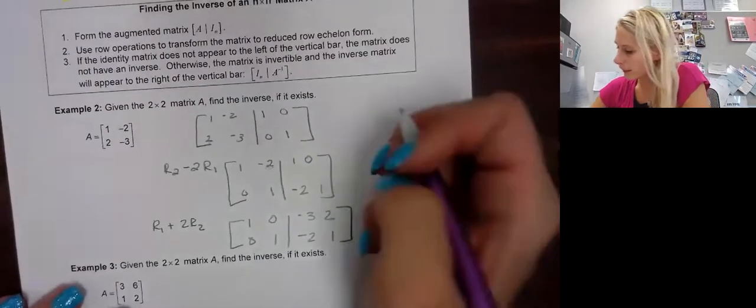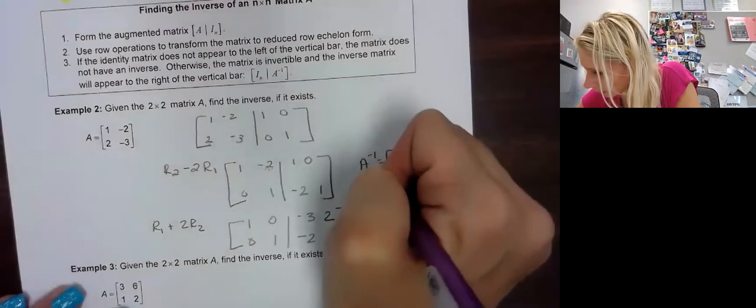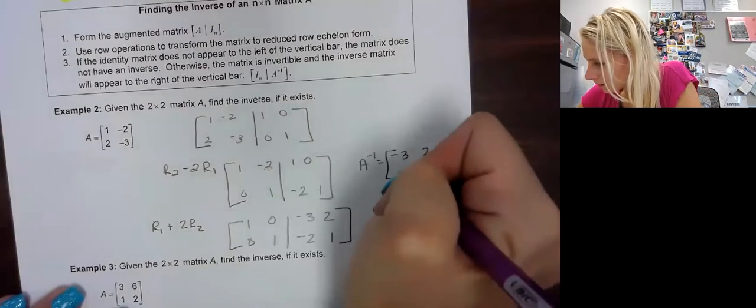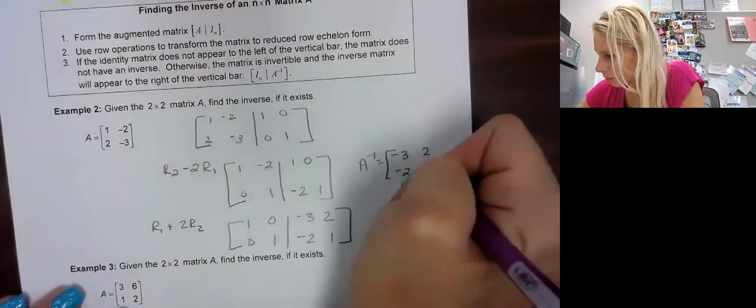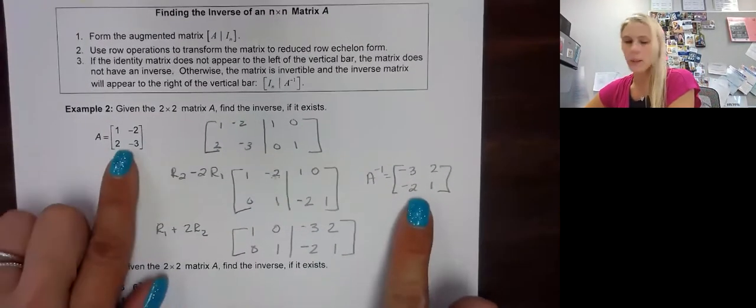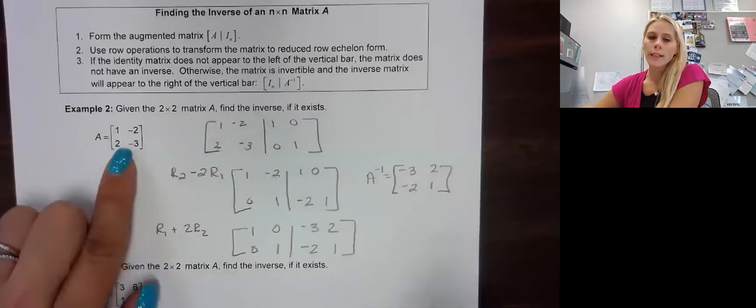So what does this mean? This means that the inverse of matrix A equals negative 3, 2, negative 2, 1. And of course, we could prove that by multiplying those two out. If we multiply those two out, then they should give us the identity, okay?